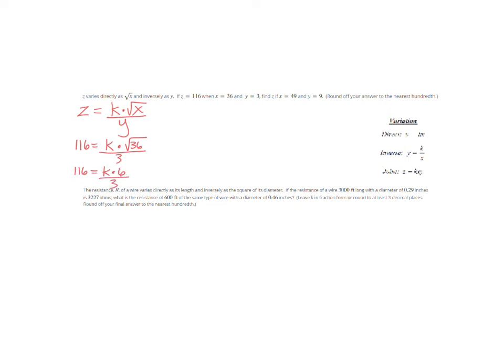And there's a couple ways you can do this. Again, it's kind of your comfort level and your preference. You could multiply both sides by 3 and then come back and divide by the 6. Or this is really just a fraction. You could reduce these two. 3 goes into both of them, so this would go away, and that would turn into a 2. Whichever way, 116 equals 2 times the K, so I'd have to divide by the 2. So I have K equaling 58 on this problem. So that's the constant of variation for this particular scenario.